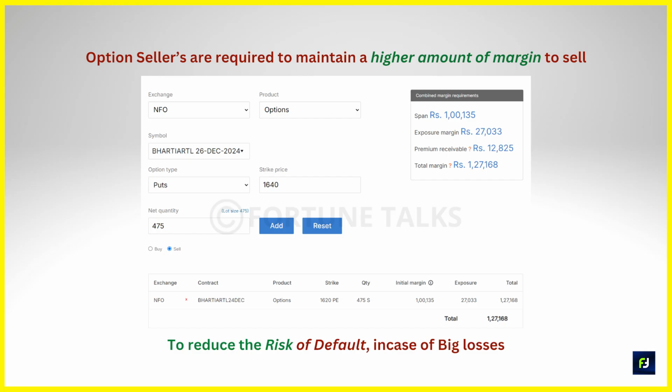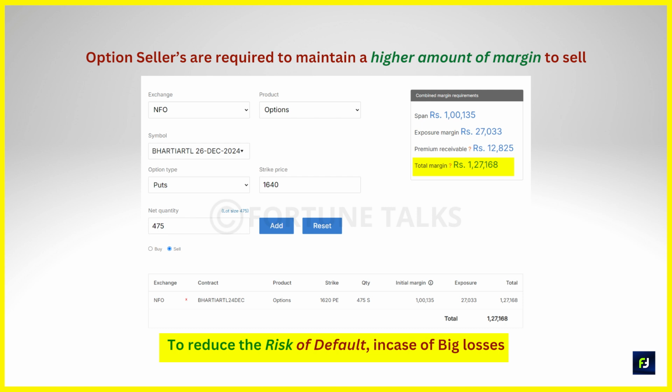But on the other hand, when you write options, regardless of calls or puts, margins will be blocked in your account. We have already discussed why this is the case in the previous episode. In short, this is done to reduce the risk of default the broker has to face if the put writer goes into deep losses and may not be able to pay off his obligations.